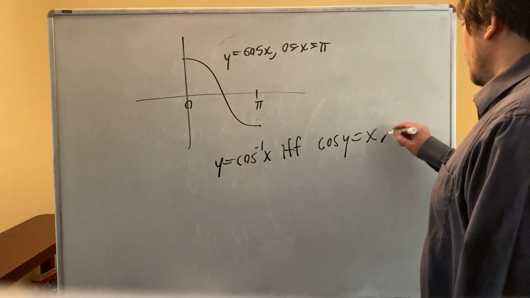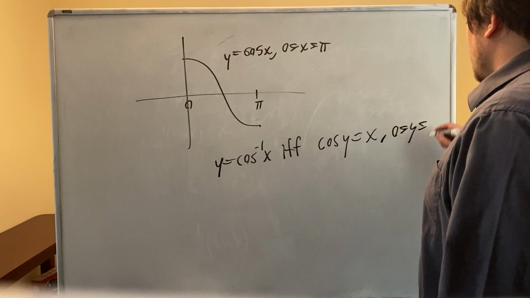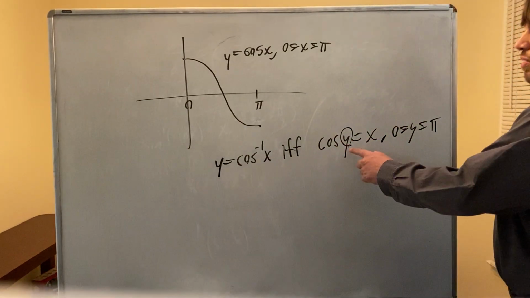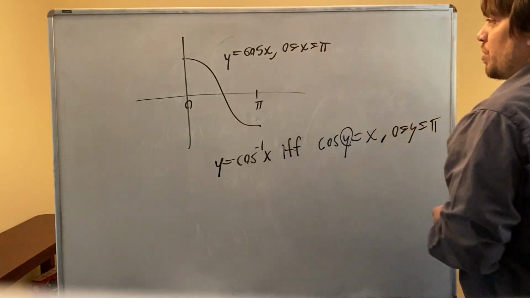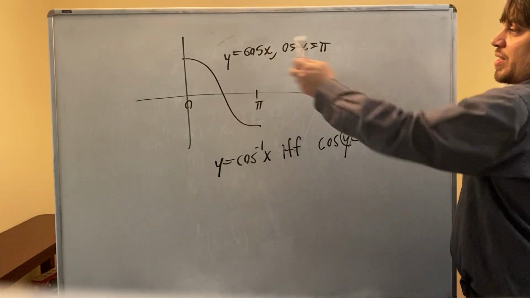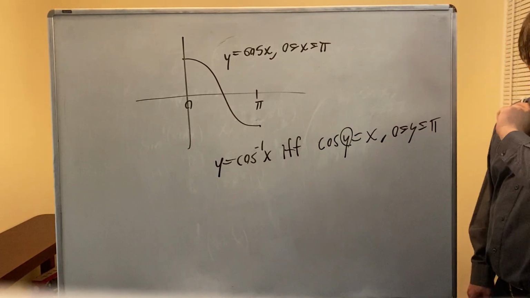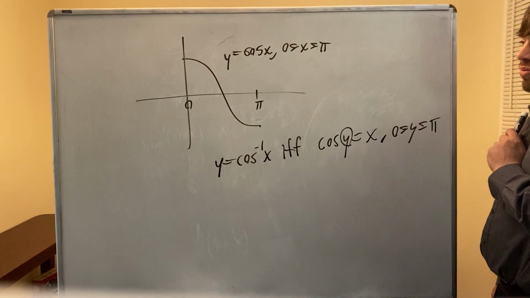And this is for 0 less than or equal to y less than or equal to pi. Y is the input for cosine, right? We said the input for cosine is from 0 to pi. It's not x as a letter that goes from 0 to pi. It's the input of cosine that goes from 0 to pi. So here, y is the input of cosine, not x.